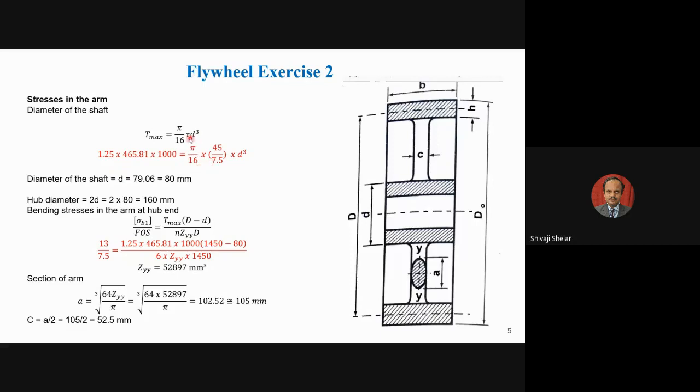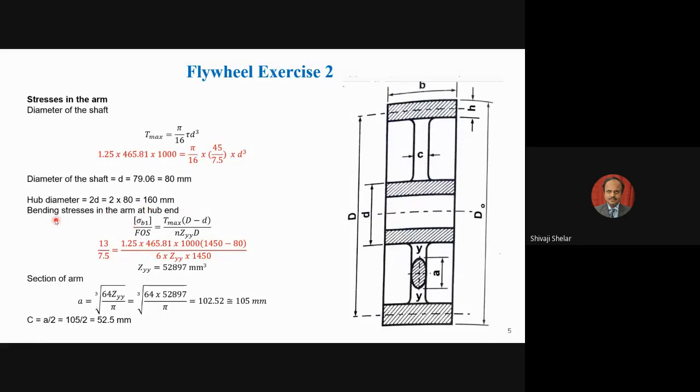5/16 as it is. Tau here, the permissible value for the shaft material, is 45. Since you are using a factor of safety in the design, I will be dividing again, making it safer, by the factor of safety. So tau is equal to 45 by 7.5 into d cube. So the diameter of the steel shaft required here is of the order of 80 mm. This diameter here is equal to 80 mm. Okay. So now we can calculate the sizes A and C based on the bending stress calculation.